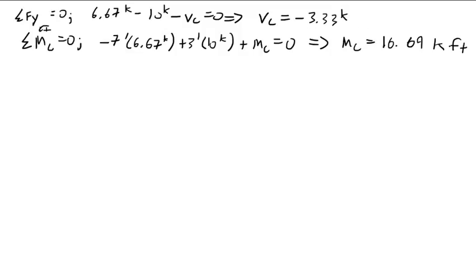You can have negative shear with positive moment. You can have positive shear with negative moment. You can have negative and negative. You can have positive and positive. They do not necessarily directly interact like that. The reason for that, well, you'll see eventually. We will learn the derivative relationship between shear and moment.